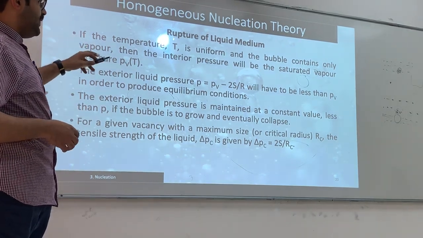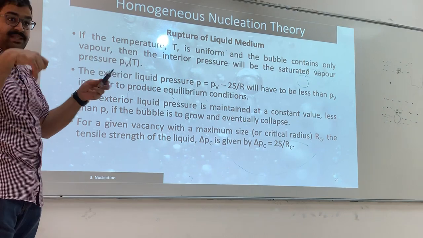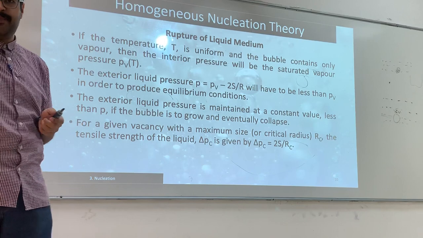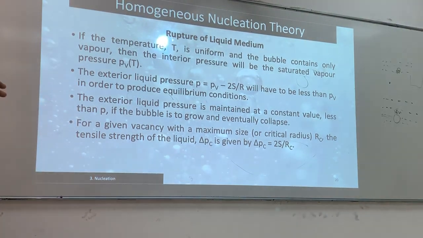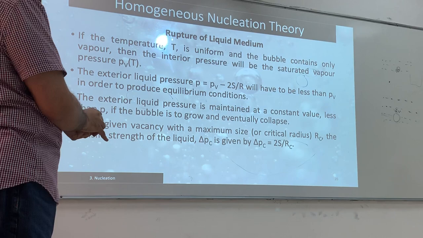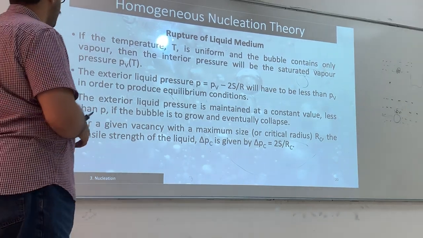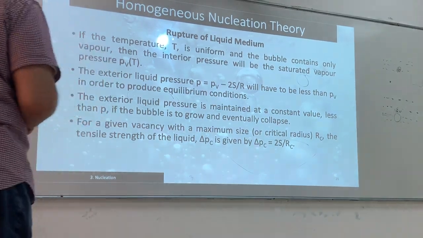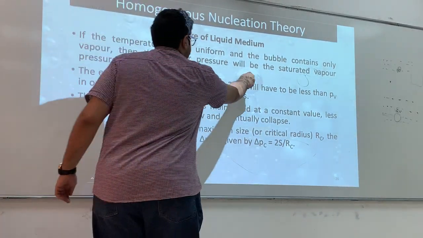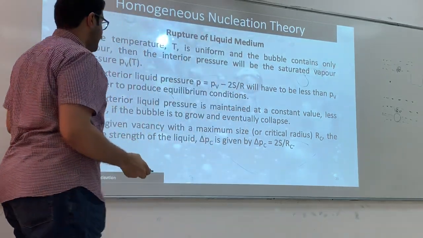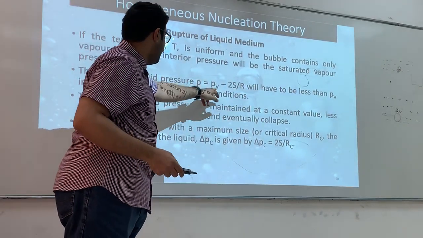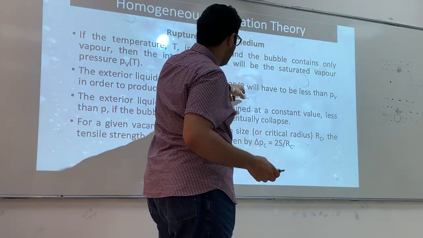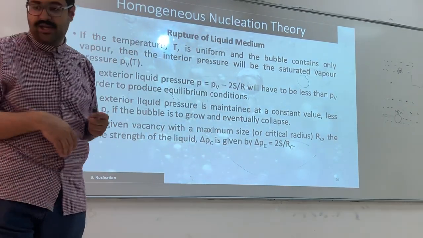If the temperature is uniform and the bubble contains only vapor, which means there aren't many gases inside, only the liquid that changed into a gas, which is vapor, as we talked about before with phase transitions, the interior pressure will be the saturated vapor pressure. The exterior liquid pressure, this is very important, equals the gas pressure minus the saturated vapor pressure minus 2S over R, which is the surface tension we talked about.